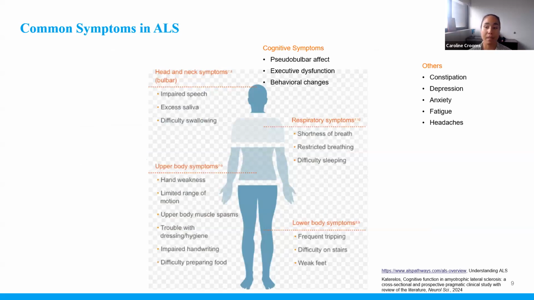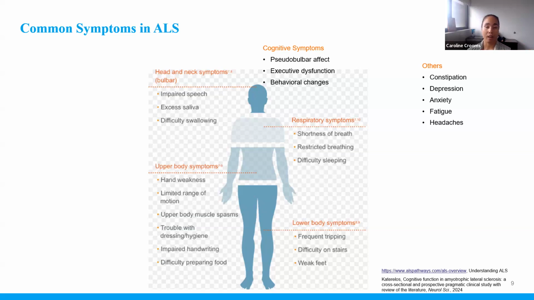So there are many symptoms in ALS, unfortunately, some of which may be very familiar and are things that you would manage all the time, and others may be a little less common. So as you can see, I have this original diagram, and this is from ALS Pathways, that shows some of the common symptoms, and then I've added in cognitive symptoms and others because those are also really important and really distressing for patients.